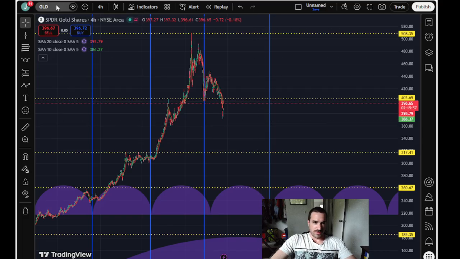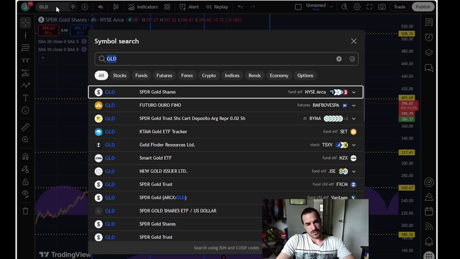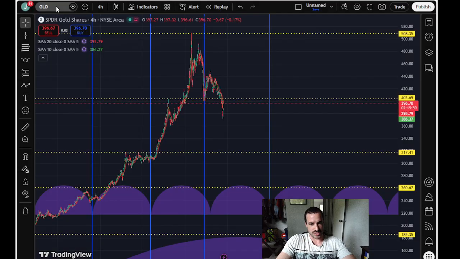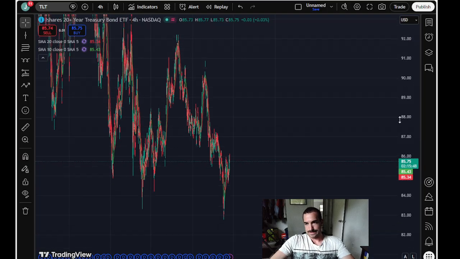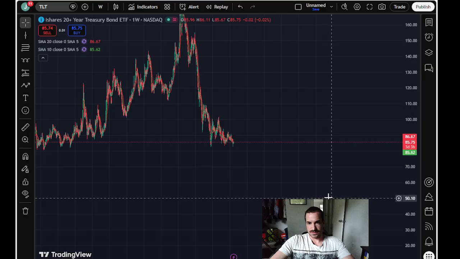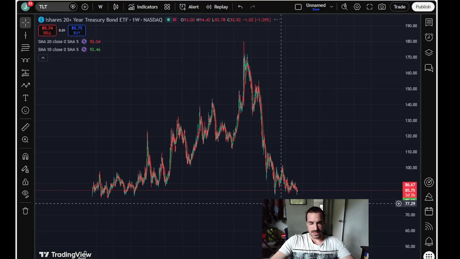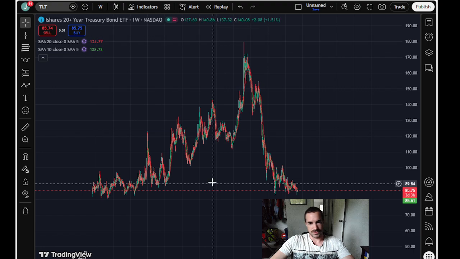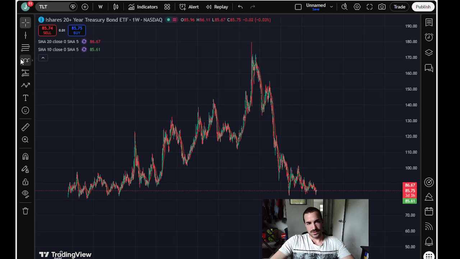Okay, so we did GLD. So we got a precious metal. Now we're going to do treasuries, so TLT. It's the inverse of the bond yield. And it's just one of the major tradable options out there. Same thing, starting on the weekly. Let's do some time cycles.